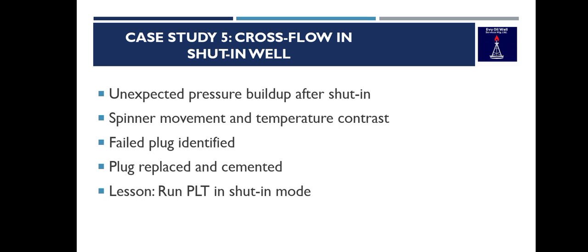Case study number 5. Cross flow in shut-in well. Unexpected pressure build-up after shut-in. Spinner movements and temperature contrast. Faulty plug identified. Plug replaced and cemented. Lesson here is that run production logging tool in shut-in mode.